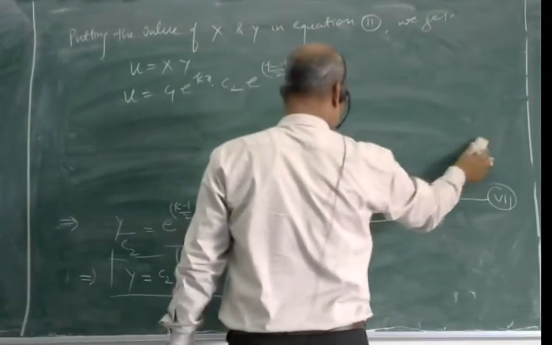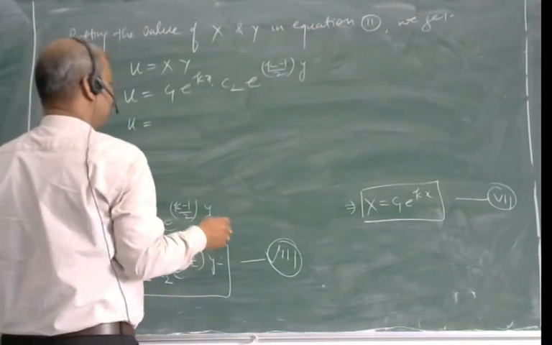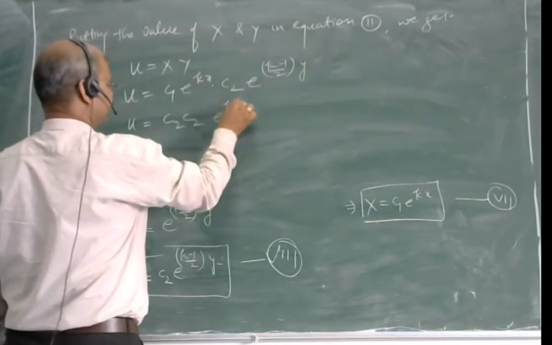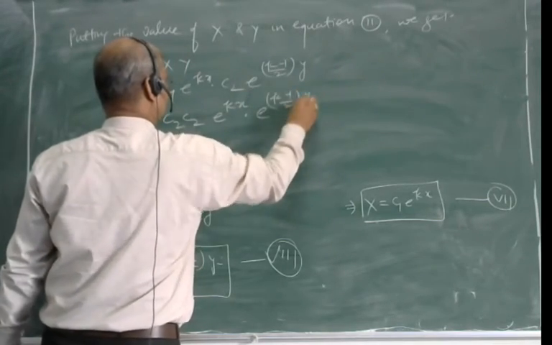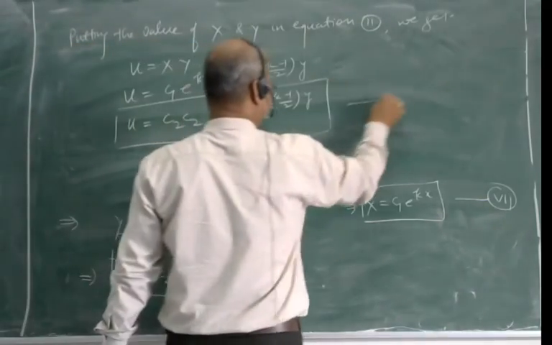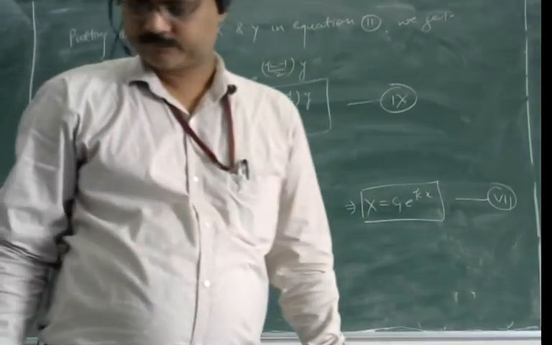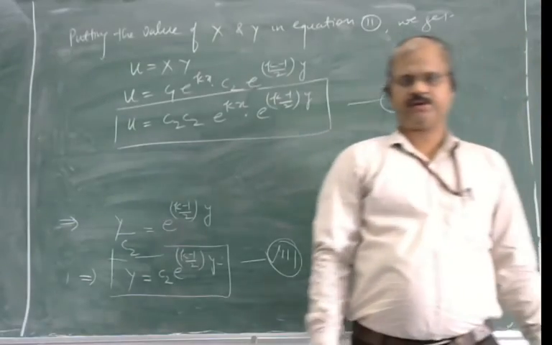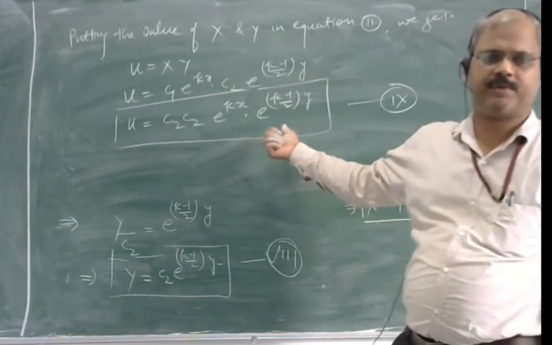So if the initial condition is not given, this is the solution for the given problem. But in this problem, there is an initial condition given. This is the required solution. This is equation number 9. Okay, students, but if the initial condition is not given, this is the solution of the given problem by the method of separation of variables.